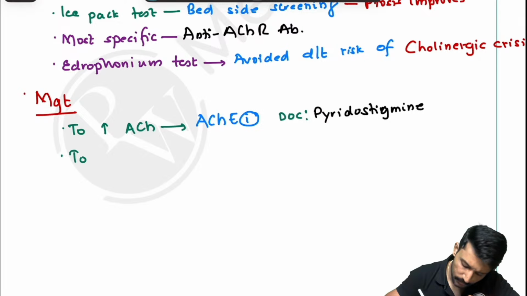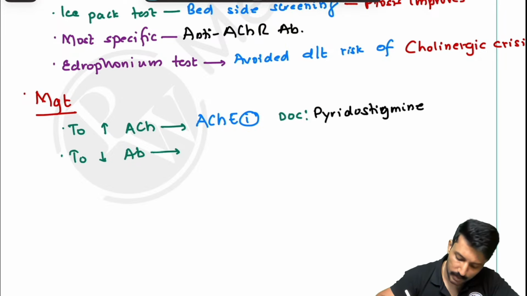Now, to decrease antibodies, what should I do? To decrease antibodies, we can consider immunosuppressants or steroids.